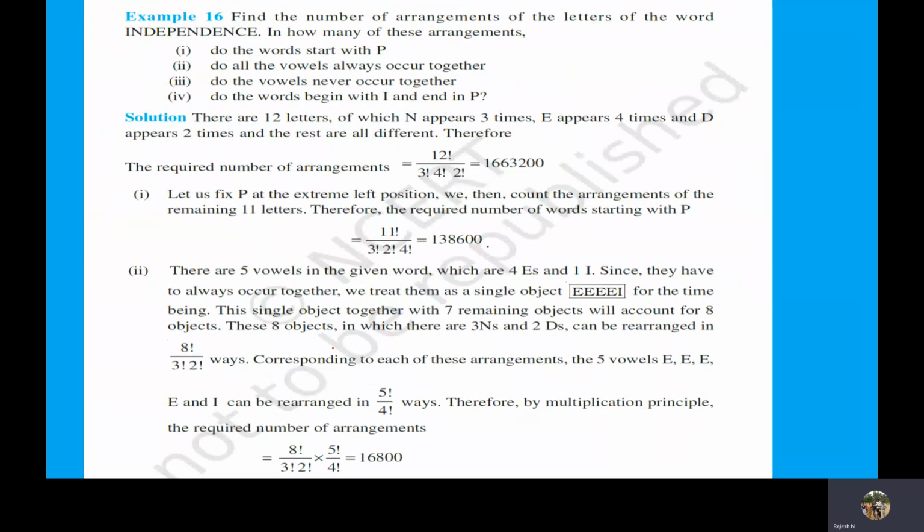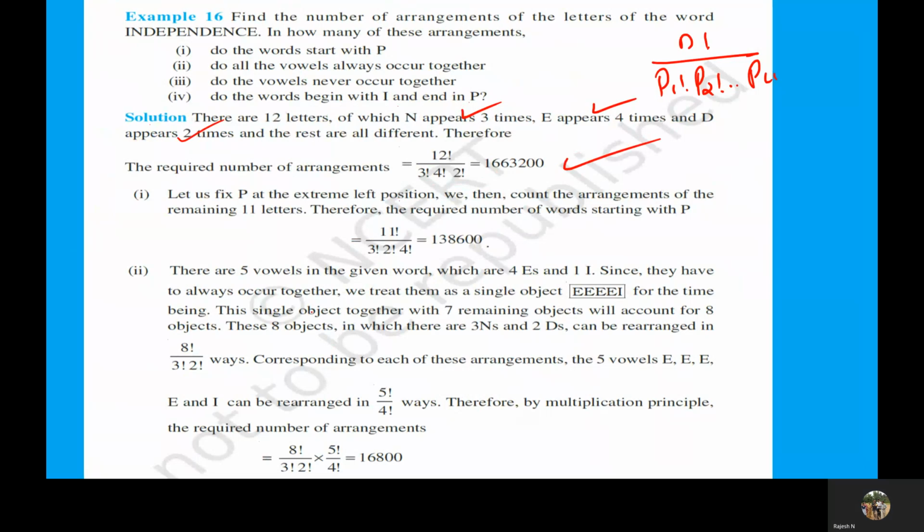So there are 12 letters. Here also we are applying the formula n factorial by p1 factorial into p2 factorial, etc., pk factorial. In 12 letters, it can be arranged. You see, in INDEPENDENCE, there are 12 letters. N appears 3 times, E appears 4 times, D appears 2 times. So the total number of arrangements is 12 factorial by 3 factorial into 4 factorial into 2 factorial.